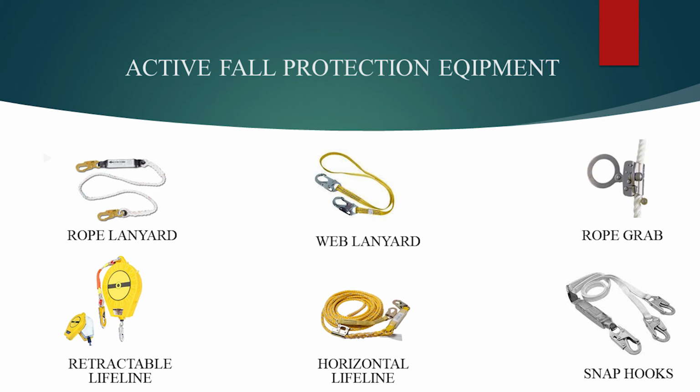Connecting devices are an essential component of active fall equipment. They absorb shock and energy to reduce the force transmitted to the user's body in the event of a fall. Approved connecting devices include rope lanyards, web lanyards, rope grabs, and retractable lifelines. It's important to keep in mind that the length of a single lanyard must not exceed 6 feet. Horizontal lifelines are also allowed. They must be designed by a qualified individual and installed in accordance with the design requirements. Snap hooks are designed to be used as anchorage connectors or connectors for fall arrest, restraint, and work positioning systems.